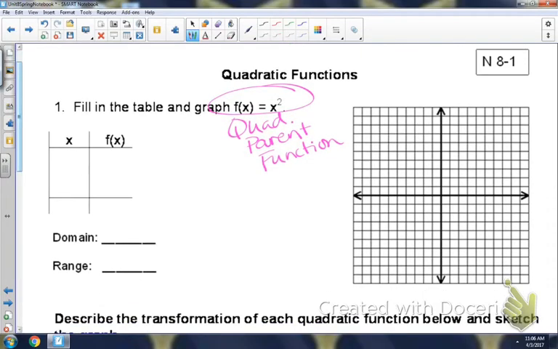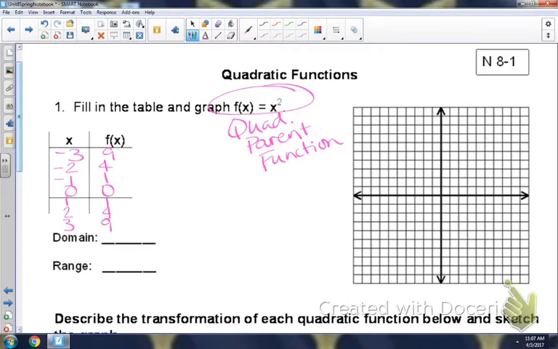The points that we will use: if we plug in a -3 and we square it, we get positive 9. -2 squared would be 4. -1 squared would be 1. 0 squared, 0. 1 squared, 1. 2 squared, 4. And 3 squared, 9. Okay? Alright, so let's plot those points.